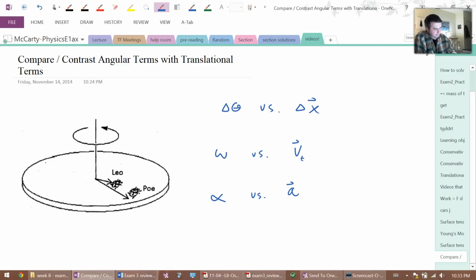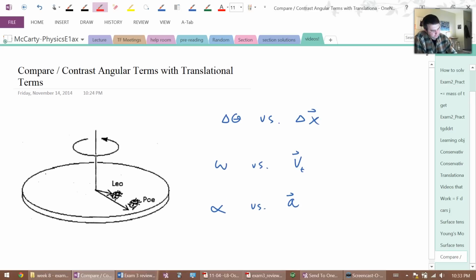And so what you have here in general is that these terms over here, these are all vectors. These terms over here are not vectors. That's because the terms on the left, they may have a magnitude, but they don't have a direction that's easily defined. I mean, the direction for angular speed is always changing.